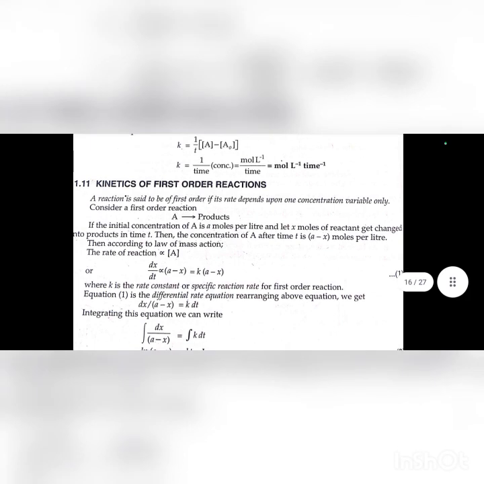Kinetics of first order reaction. A reaction is said to be first order if the rate depends upon one concentration variable only. Consider a first order reaction A converted into product P. If the initial concentration of A is a moles per liter and x moles of the reactant get changed into products in time T, then the concentration of A after time T is a minus x moles per liter.